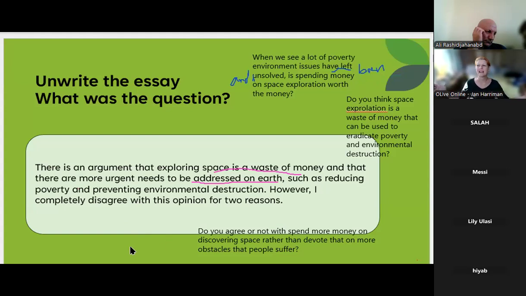So now what we want to do is figure out what was the outline? What were the two columns? How did they analyze this question? Now, this is not my favorite sentence: However, I completely disagree with this opinion for two reasons. I would say I completely disagree with this opinion because of, and I would summarize my two reasons. At least give the categories.